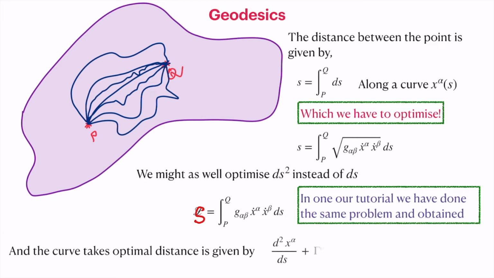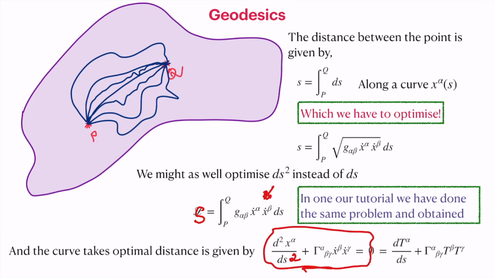and for the solution to this optimization, we know that the Lagrange equation of motion can be written as d square x alpha by ds square, there was a square missing here, and this should be ds square, plus gamma alpha beta gamma x dot beta x dot gamma is equal to 0. That is also equal to d by ds of t alpha plus gamma alpha beta gamma t beta t gamma. So this is a result which we have shown in the tutorial problem. We have taken the kinetic energy of this form, quadratic in the velocity, and then shown that the Lagrange equation of motion would result in what is called the geodesic equation of motion.